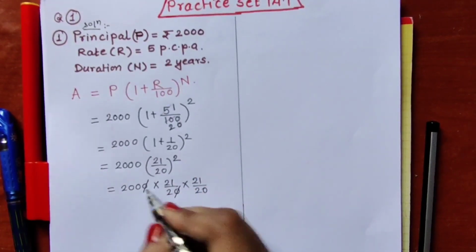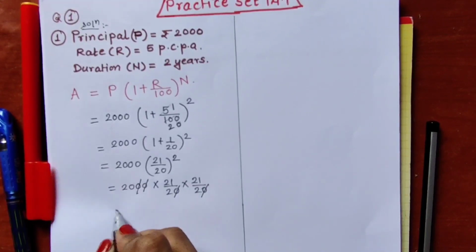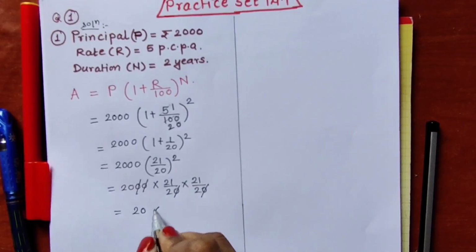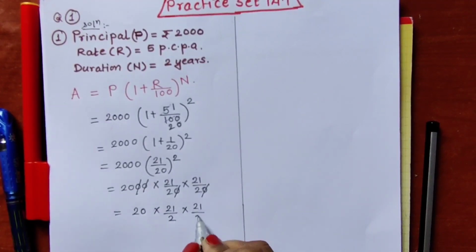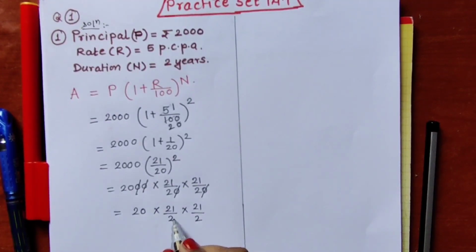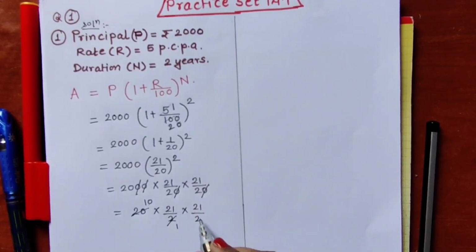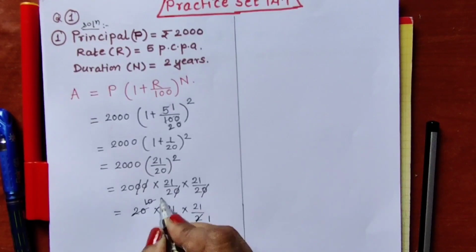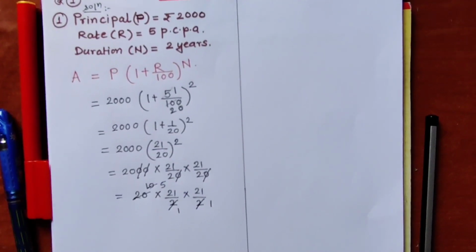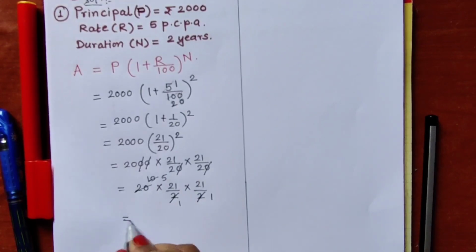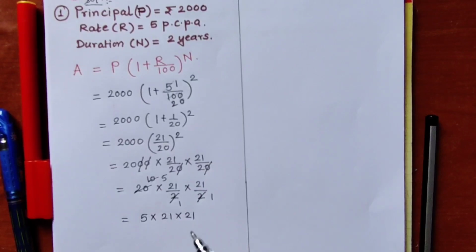First 0 with first 0, second 0 with second 0. Now what are we getting? 20 into 21 upon 2 into 21 upon 2. Now this 20 can be cancelled by 2. 2 ones are 2, 2 tens are 20. Again this 10 can be cancelled by 2. 2 ones are 2, 2 fives are 10. Okay, now let us see what is remaining. We will multiply that. So it is 5 multiplied by 21 multiplied by 21.